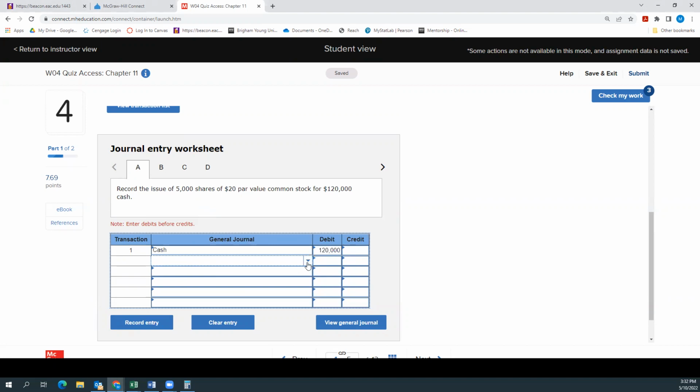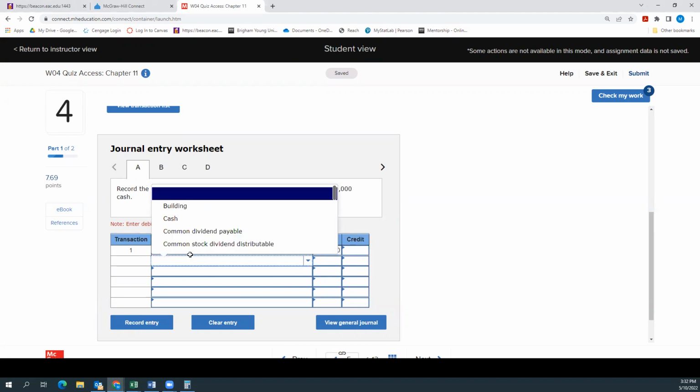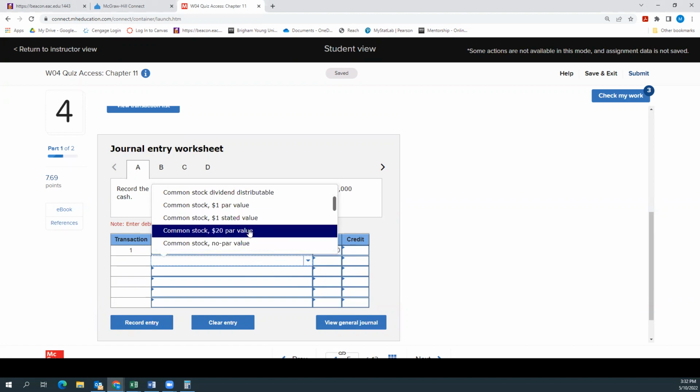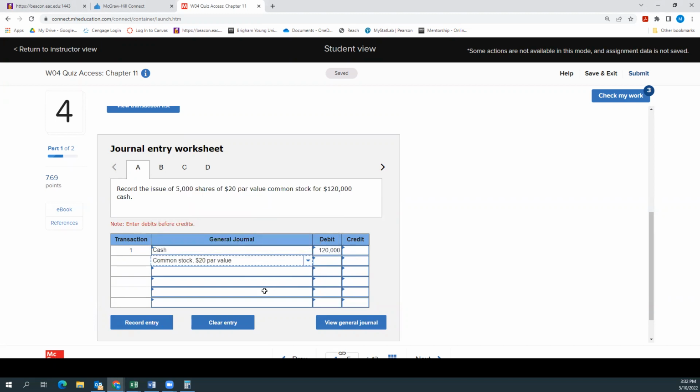And then we're going to have our common stock, $20 par value. So 5,000 shares times the par value of $20. So 5,000 times 20 is 100,000. But we can't leave it at that because our journal entry wouldn't be in balance. So we have to have this other 20,000 coming from somewhere.